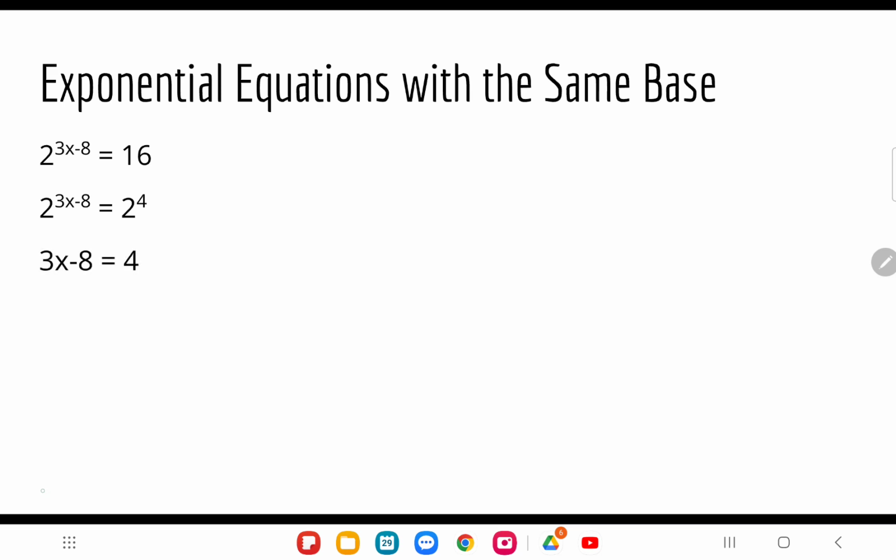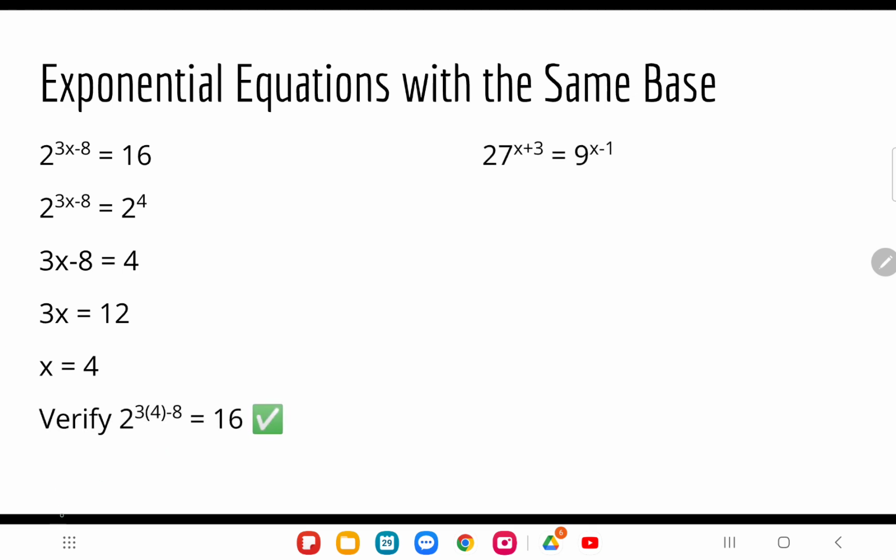Therefore, we can write the equation 3x minus 8 is equal to 4. And because 3x minus 8 is equal to 4, we can solve this just like any other linear algebraic equation, and we receive the answer x is equal to 4. Because this is an exponential equation, we do not need to be concerned about extraneous solutions, but substitution will show us that when we have 3 times 4 minus 8, we do indeed get 2 to the 4th, which is equal to 16.